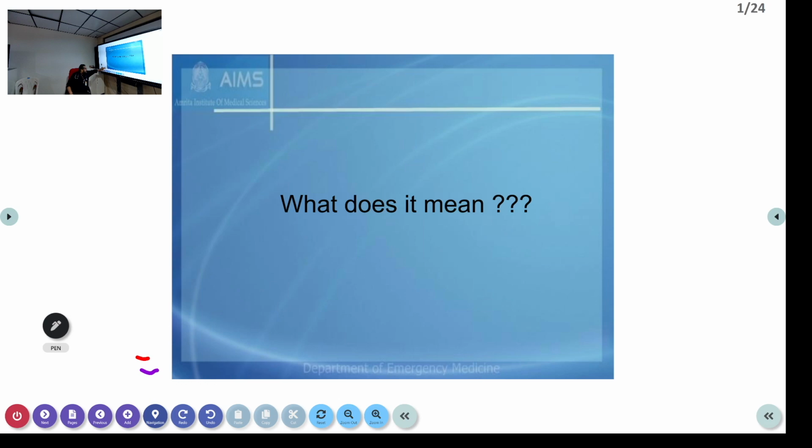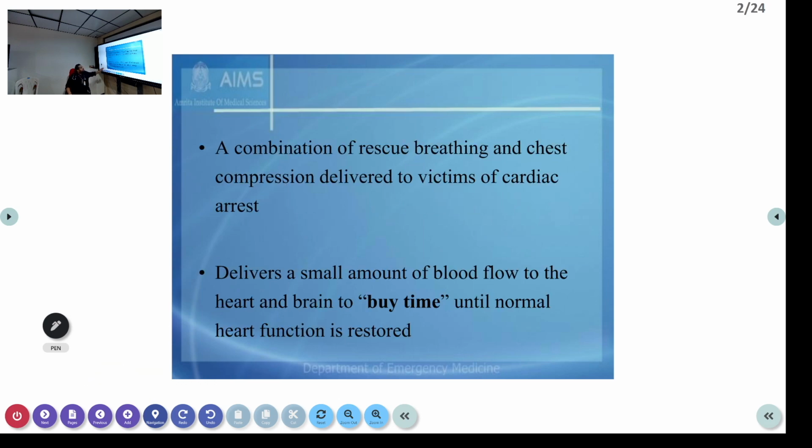So, what do you mean by basic life support? That is the first question. Basically, it is a combination of rescue breathing and chest compression delivered to a victim of cardiac arrest. The patient is not breathing, so you have to give rescue breaths, as well as compression, because the heart is not functioning at this point.